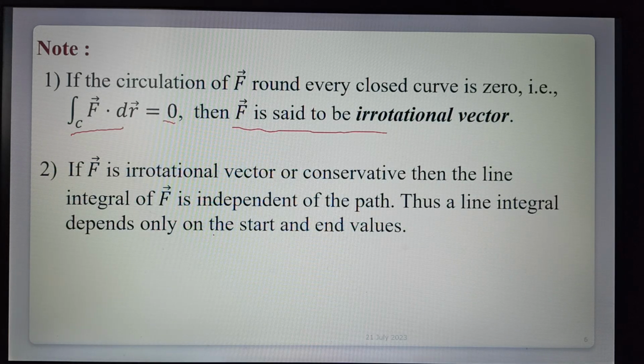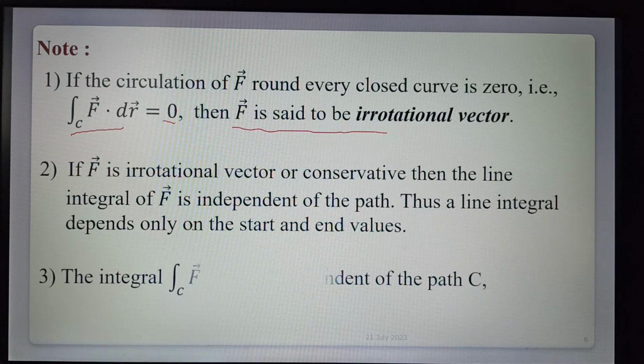What is the meaning of independent of the path? The line integral value depends only on the start and end values. For example, for the curve from A to B, the value depends on the point A and the point B. That is called independent of the path, when the vector field is conservative or irrotational. This is the second one.